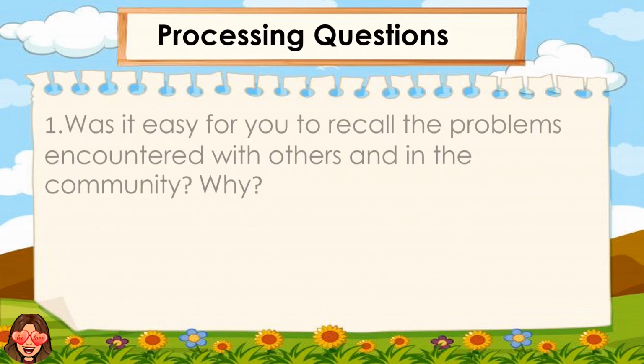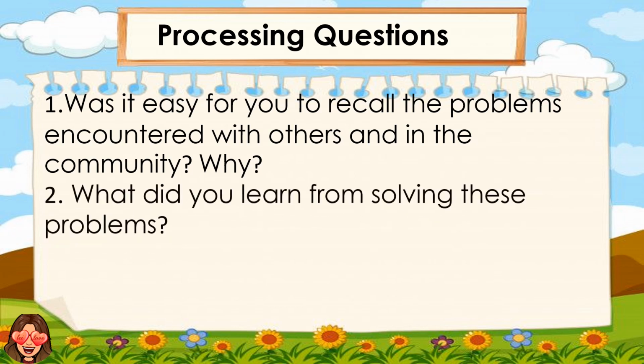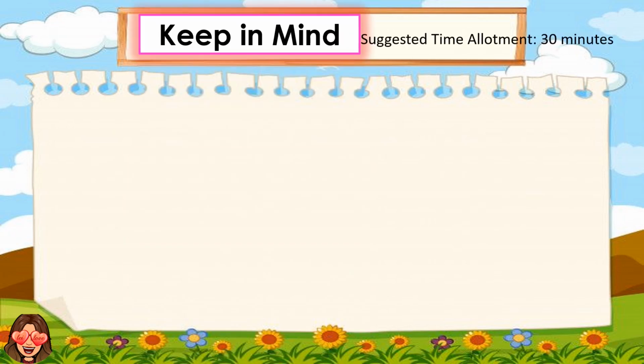Processing questions. Number 1, was it easy for you to recall the problems encountered with the others and in the community? Why? Number 2, what did you learn from solving these problems? Keep in mind, suggested time allotment 30 minutes.